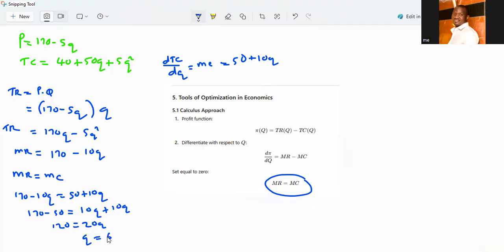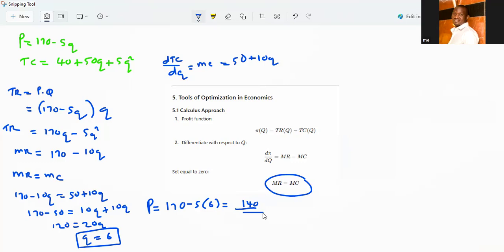So how many units will maximize our profit? 6 units. At what price? You can put this in the original price function. So 170 minus 5Q. Where there's Q, we put a 6. 5 times 6 is 30. 30 from 170, you get 140. So this is how we get the optimal value that will maximize the profit.